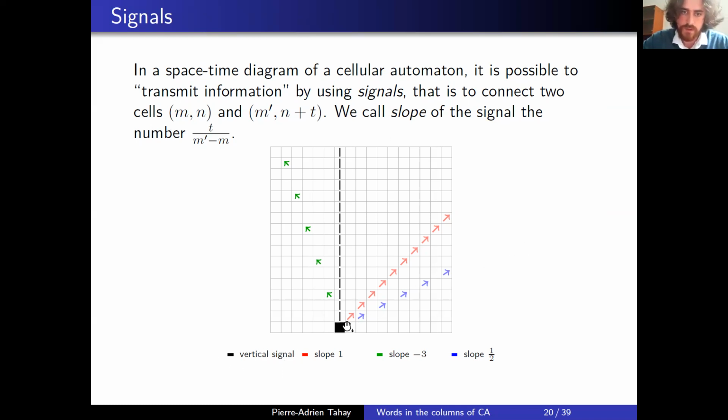So for example, in black, you have a vertical signal. In fact, it has infinite slope, but we call this a vertical signal. In red, a signal of slope one. In blue, a signal of slope one over two. And in green, signals of slope minus three.